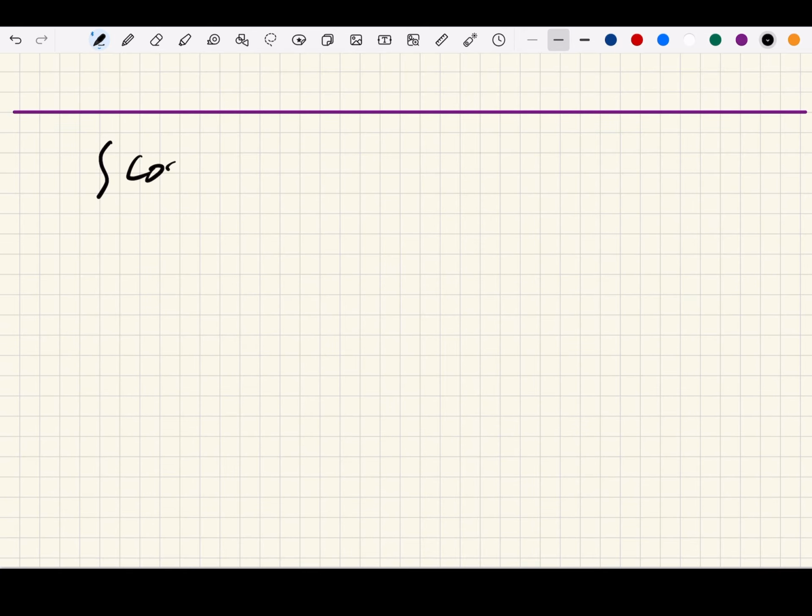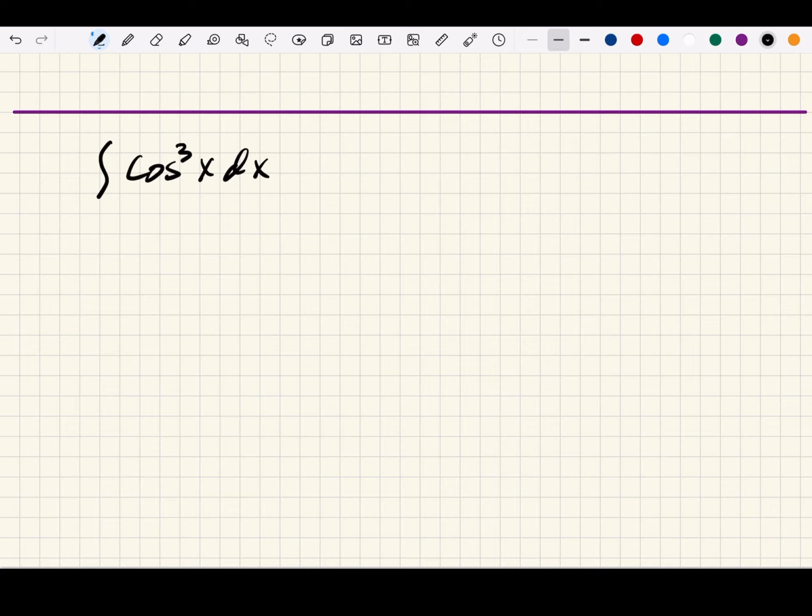So, here we go. Let's suppose that we have the integral of cosine cubed x dx. Now, if you were going to do a u substitution and you saw a cosine in a function, what else would you look for? A sine. You'd really need a sine, wouldn't you? But you don't have a sine. All you've got is a cosine.